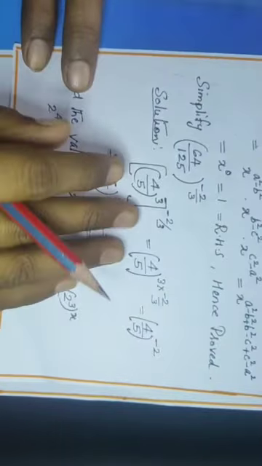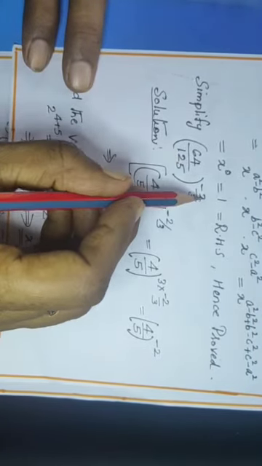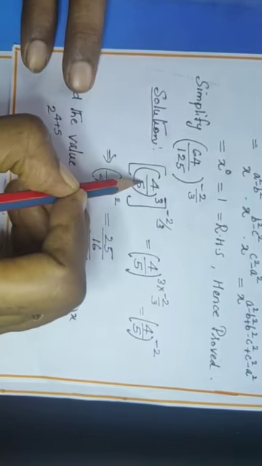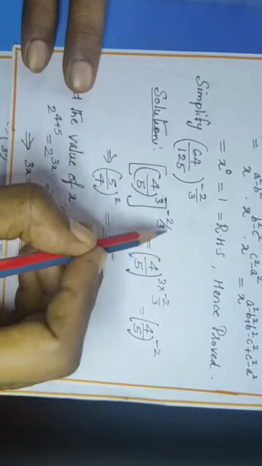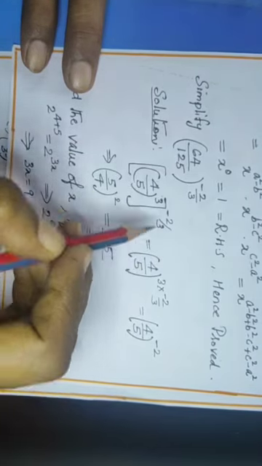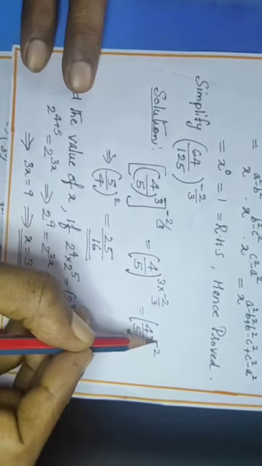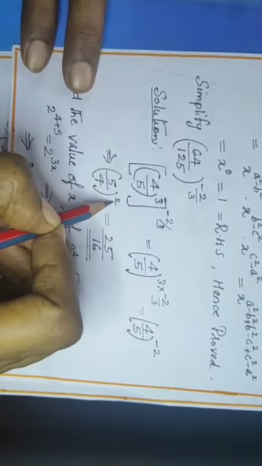Now 64 by 125 raised to minus 2 by 3. 64 I can write as 4 cube. 125 I can write as 5 cube. So 4 by 5 whole cube. Now again applying the same law which I mentioned just now. So 3 into minus 2 by 3, 3 gets cancelled. 4 by 5 raised to minus 2. That is again a law, 5 by 4 raised to 2. That is 25 by 16.